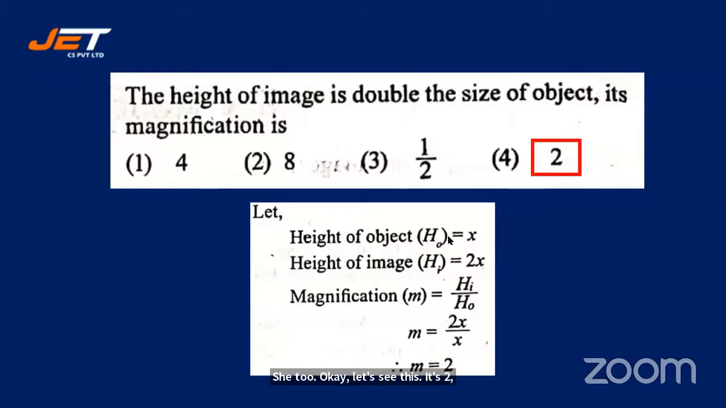Height of the object is x. Height of the image is 2x. He said image is double the size of the object. Image emo double undi. Object ante double undi. Object x anukunte image enta undi? Double undi. Ante 2x avutundi. What is magnification? Hi by ho. M is equal to 2x by x. X gets cancelled out. M is equal to 2.